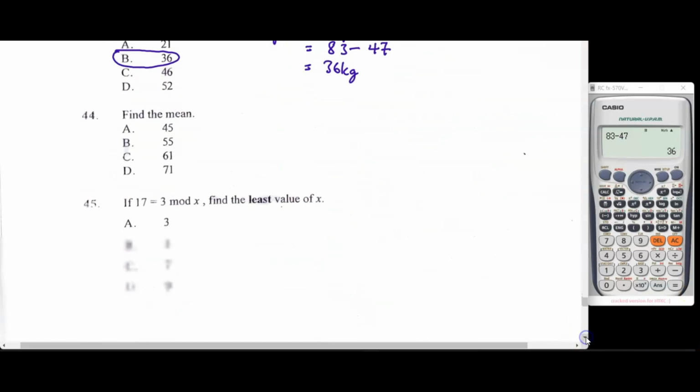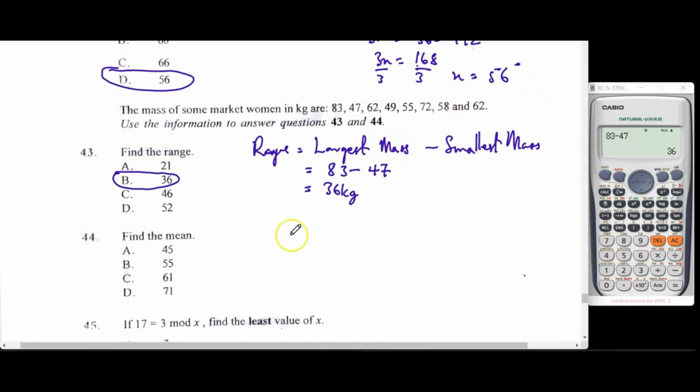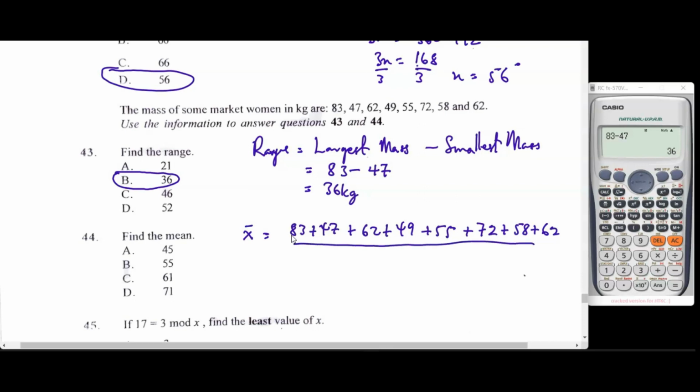Then we move on to question 44. We are to find the mean of the distribution. Now remember, this is raw data, so the mean of the distribution is the sum of all the items divided by how many there are. So 83 plus 47, in no particular order, plus 62 plus 49 plus 55 plus 72 plus 58 plus 62, all divided by how many market women? 1, 2, 3, 4, 5, 6, 7, 8. There are 8 of them. So the mean will be what?